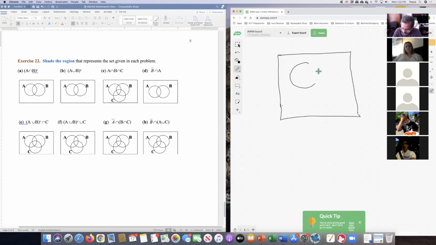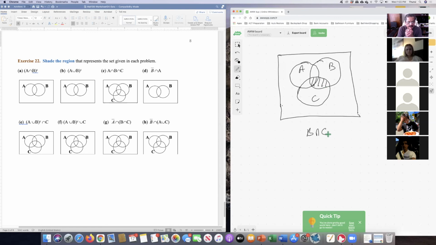First I'll shade B intersection C. Two circles, B and C. What is common to B and C, right? So this, I'm shading in black. This is B intersection C. Agree with that?